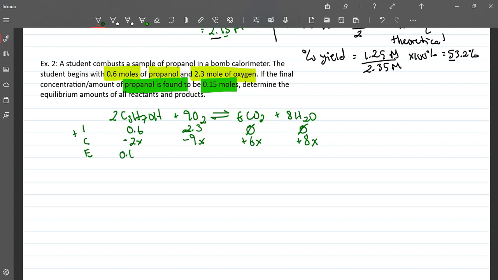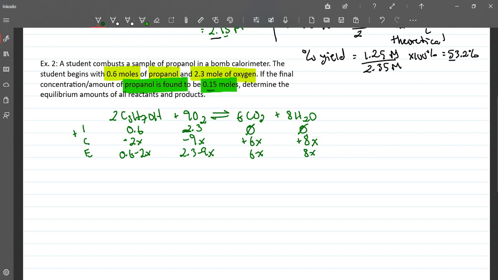We get 0.6 minus 2x. We get 2.3 minus 9x. 0 plus 6x is just 6x, and 0 plus 8x is just 8x. Good, so now we have, not concentration, we have expressions for all these species at equilibrium. Now, this important piece of information here will help us solve the rest.